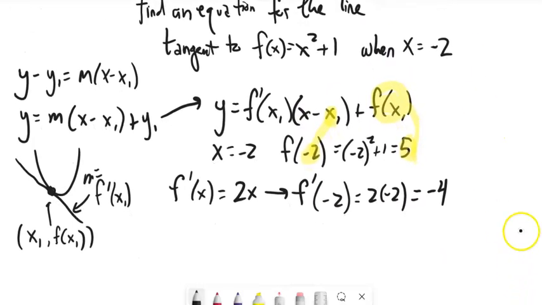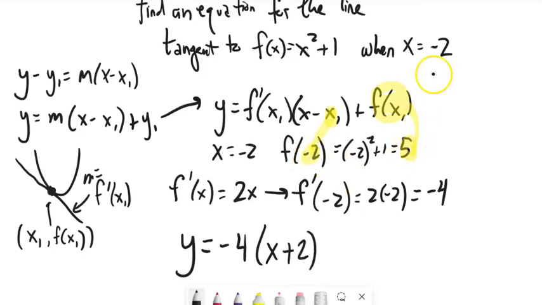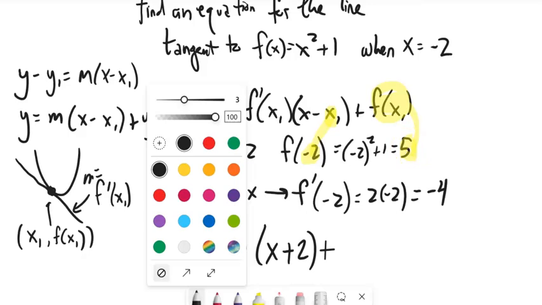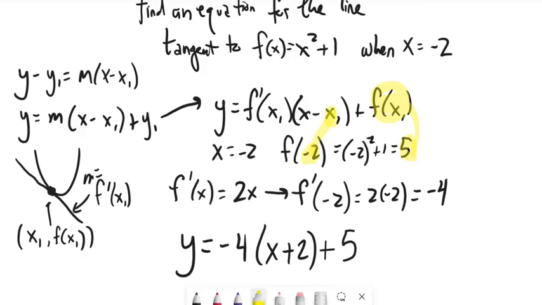So that means the equation of my line is y equals the slope times x minus the x value of the point. So plus 2, plus the y value at that point, 5. There we go. That's better. And right there, that is my equation.